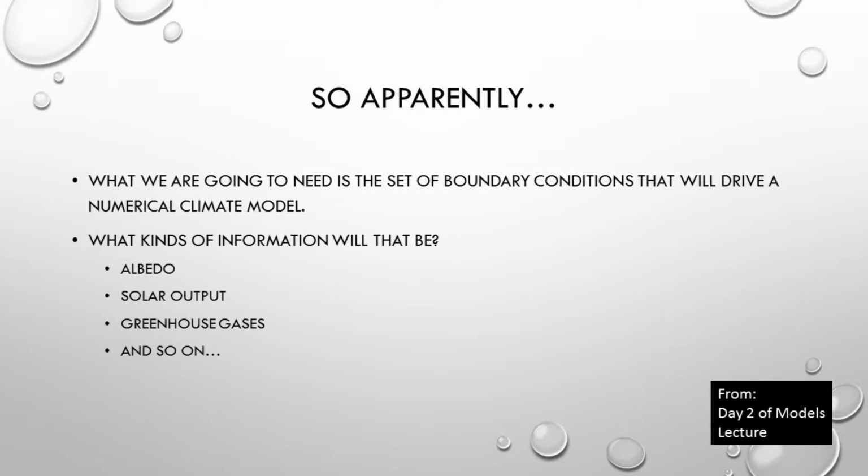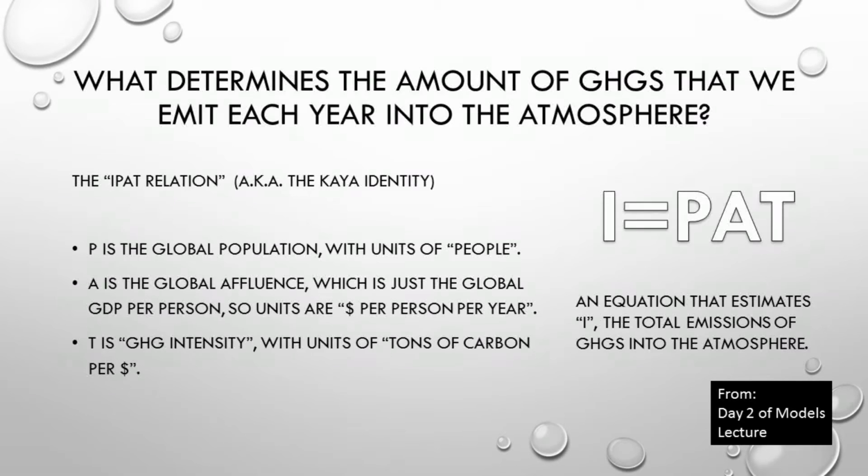So apparently what we're going to be needing, according to day 2 of the modeling lecture, is a set of boundary conditions to drive our numerical climate model. Well, that's going to be things like albedo and solar output and so on, but the one that's tricky for us is greenhouse gases. And we learn about how much we're going to be emitting globally by the IPAT relationship.